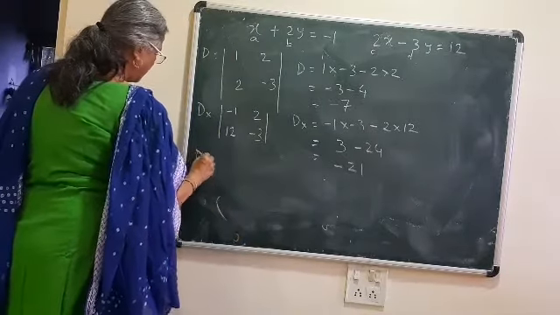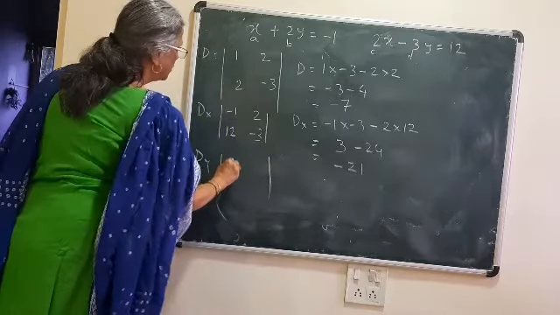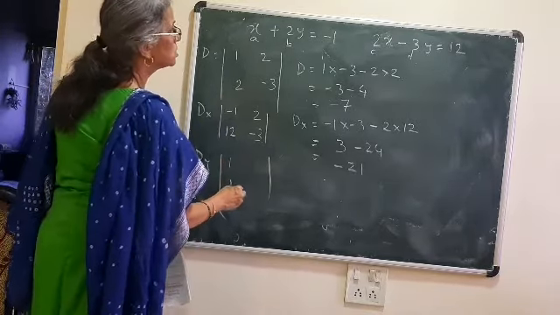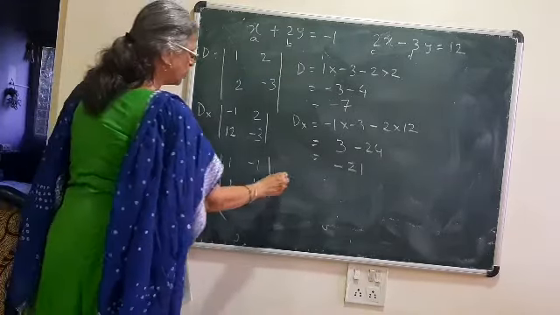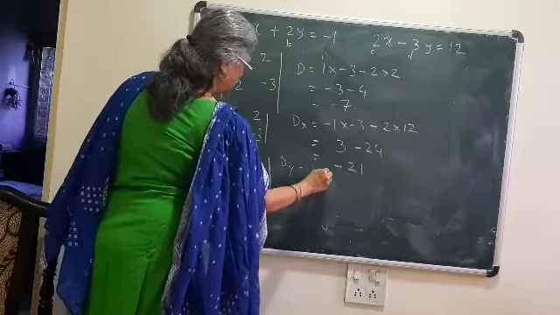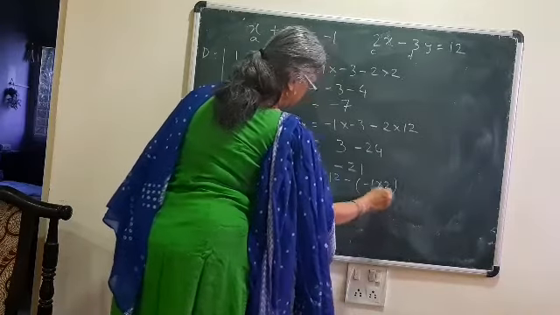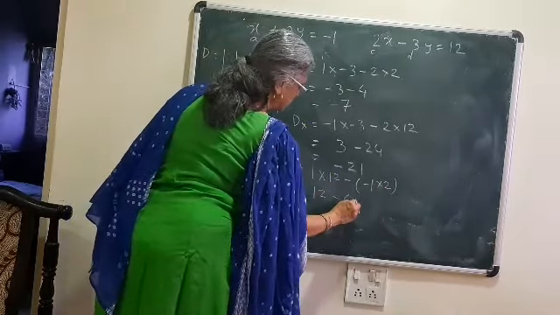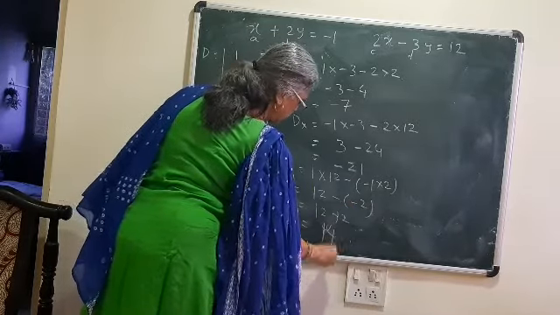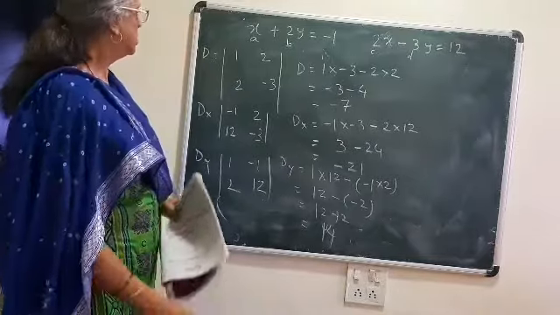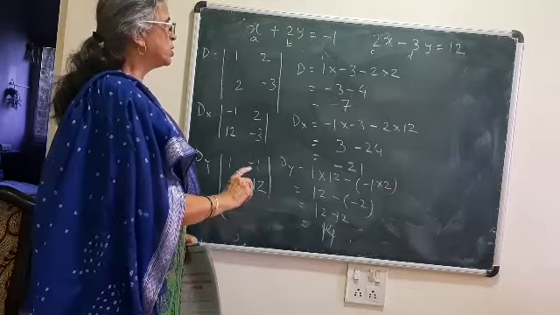Then Dy, you are going to write the coefficients of x first, which are 1 and 2. And then we are writing the constant terms minus 1 and 12. So 1 into 12 minus minus 1 into 2. So 12 minus minus 2, that will give you 12 plus 2, that will give you 14. So D is minus 7, Dx is minus 21 and Dy is 14.